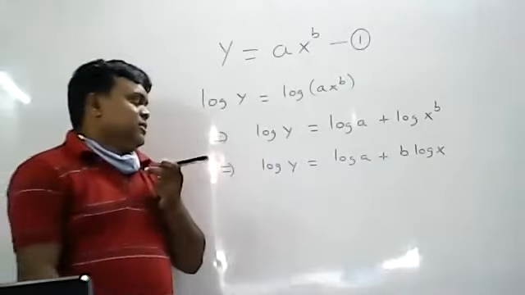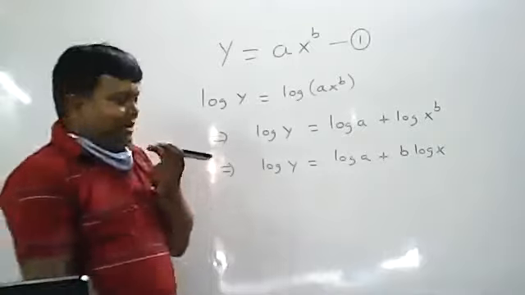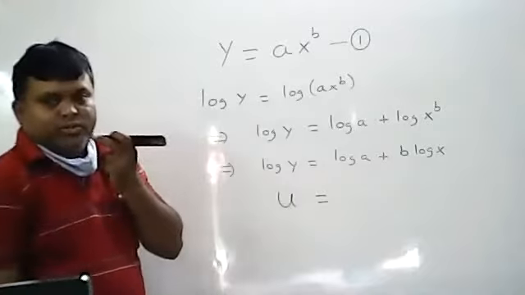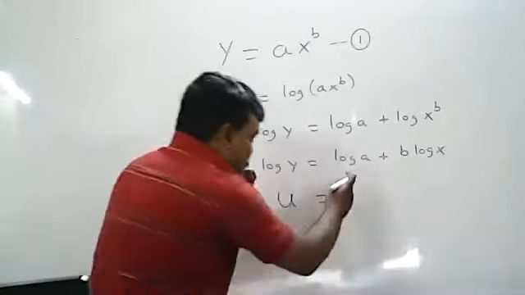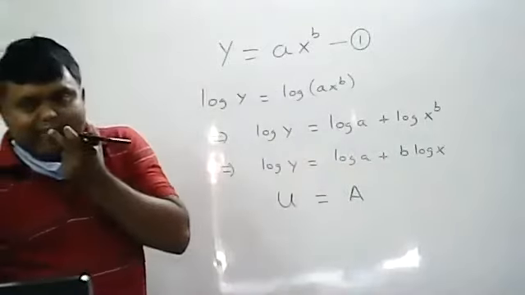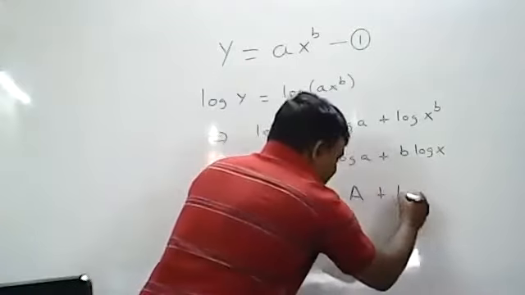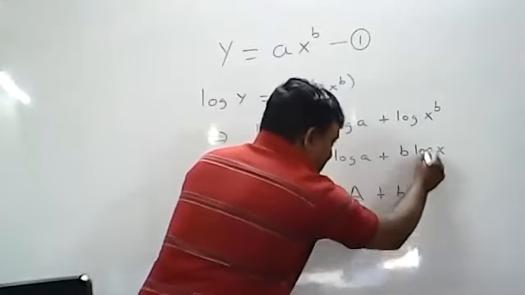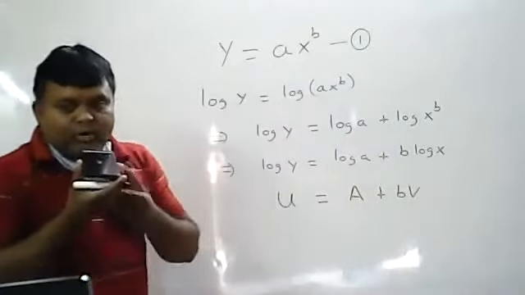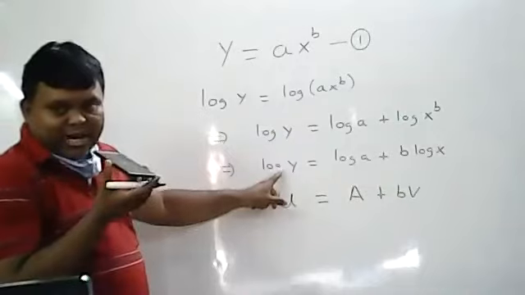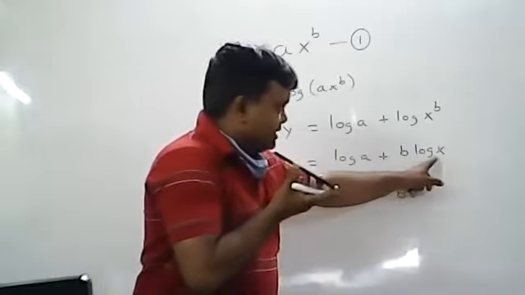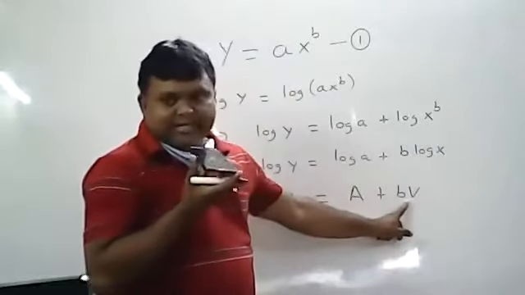Now what I will do, I will assume this log y as u. So u can be considered as log y. I will assume log small a can be treated as capital A, plus b into log x, where log x can be considered as capital V. So what have I assumed here? Log y is considered as u, log a is considered as capital A, and log x is considered as capital V.